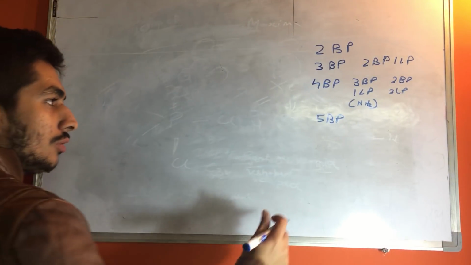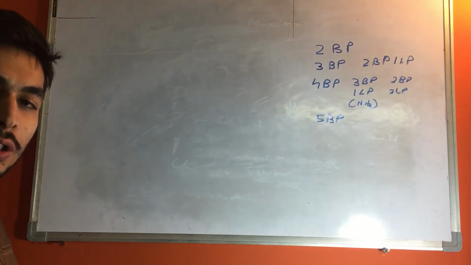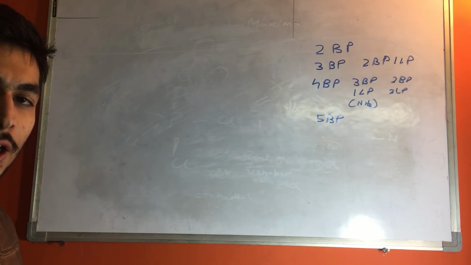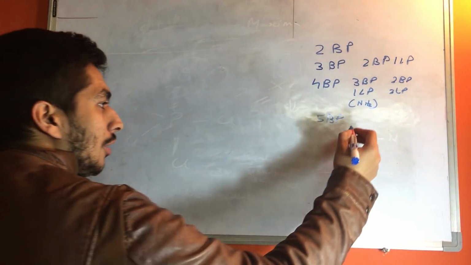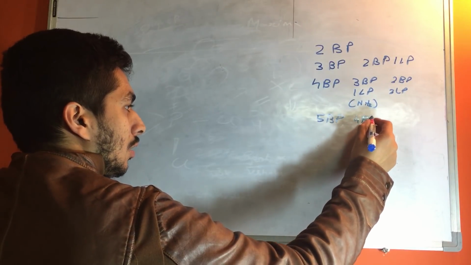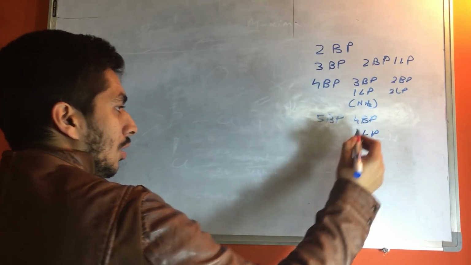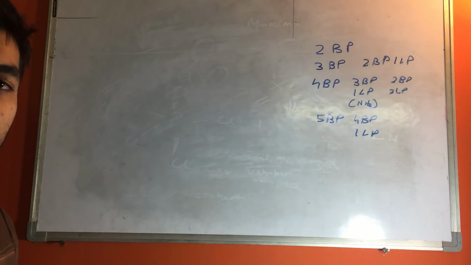So the molecular geometry is also trigonal bipyramidal, and the shape is also trigonal bipyramidal. What about if I talk about 4 bond pairs and 1 lone pair? What is a compound that you can imagine? SF4.